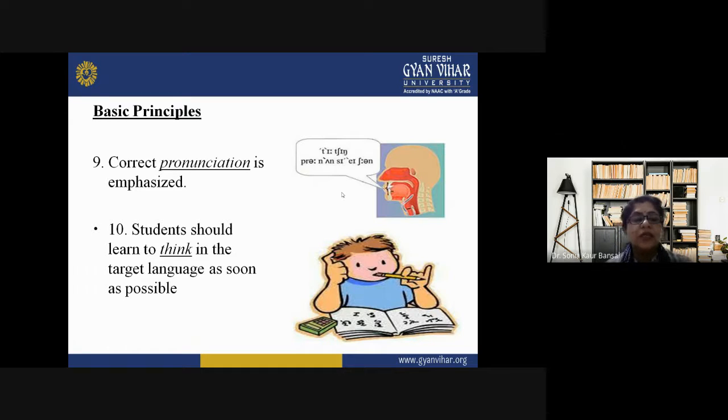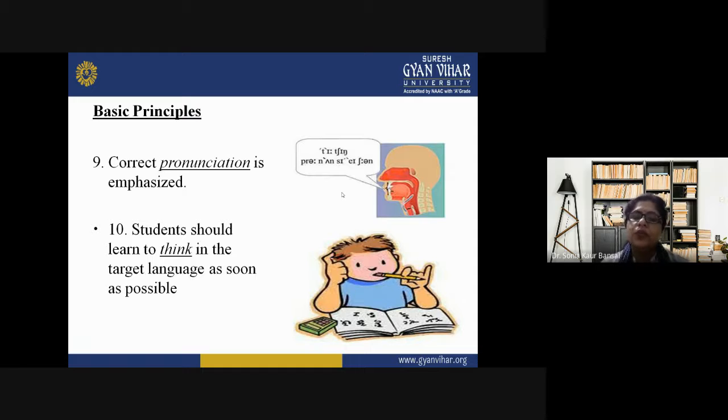So students should learn to think in the target language as soon as possible. Yes, in my previous lectures also, I have told you that it is the tendency of our Indian people that most of the time, when we think, we start thinking in our own language, the mother tongue or the regional language, and we wish to learn the target language, which is the English language. So this type of combination of mind and wishes doesn't go very well along with it.